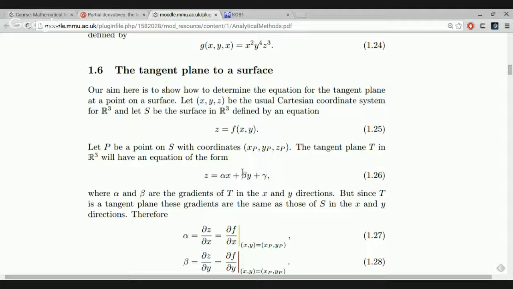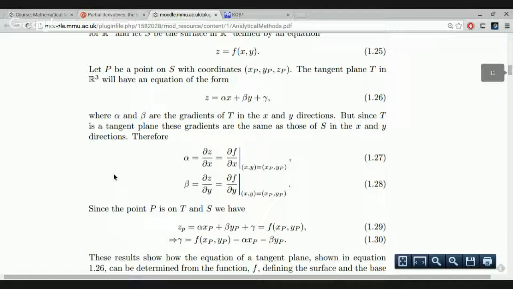Okay? So that's summarized in equations 1.27 and 1.28 here. Alpha, which is dz/dx, is going to be the same as the derivative of the function f in the x direction. So we're talking about the tangent plane, the one that captures the rate of change of the surface, the height of the surface. Similarly, beta is going to be df/dy, and both of those derivatives of f evaluated at the base point we're talking about, so at the coordinates xp, yp.